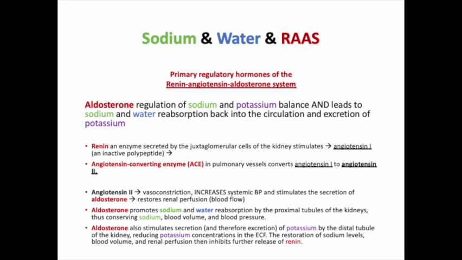Aldosterone also stimulates the secretion and therefore the excretion of potassium by the distal tubules of the kidneys as well. And this reduces the potassium concentration in the ECF. The restoration of the sodium levels, our blood volume, and our renal perfusion is going to inhibit further release of renin. So our body knows when there's too much salt or not enough salt, or too much pressure or not enough pressure, and it feeds back that loop to keep everything balanced.